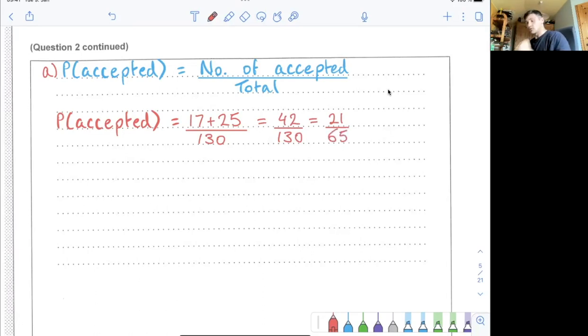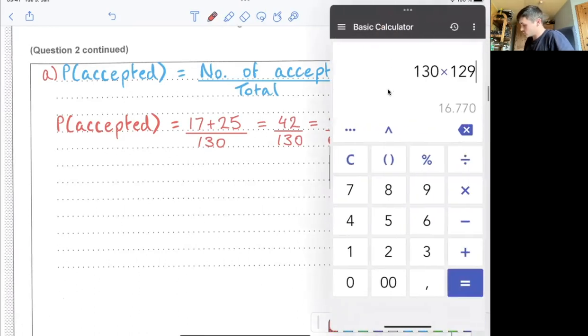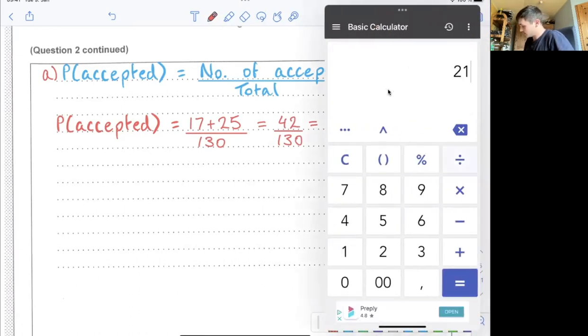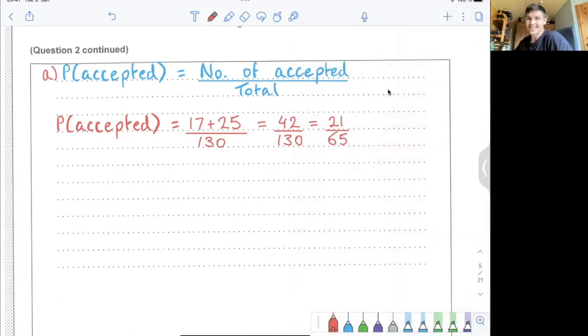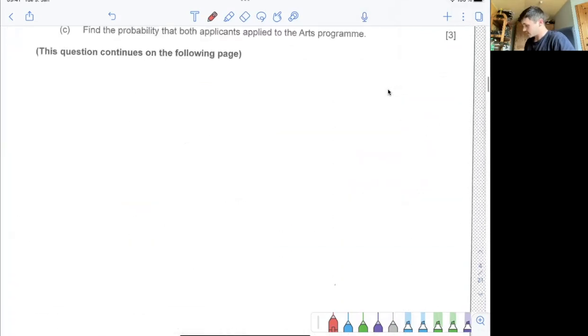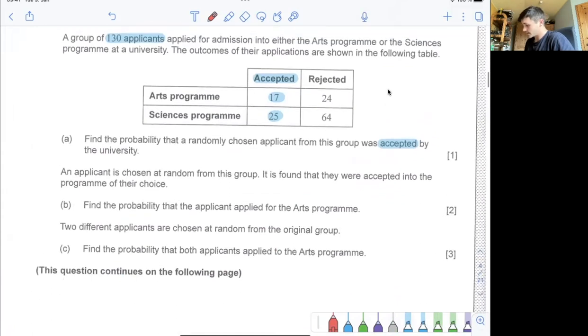Sweet. And I would leave that as my final answer. You are more than welcome to put it in as a decimal if you wish. That would be 0.323 to 3 significant figures, though this fractional answer is exact. It's the exact answer. And so I would tend to suggest leaving it as a fraction is more accurate. So yeah, we'll leave it like that. Cool. Now let's go up and start with part B.